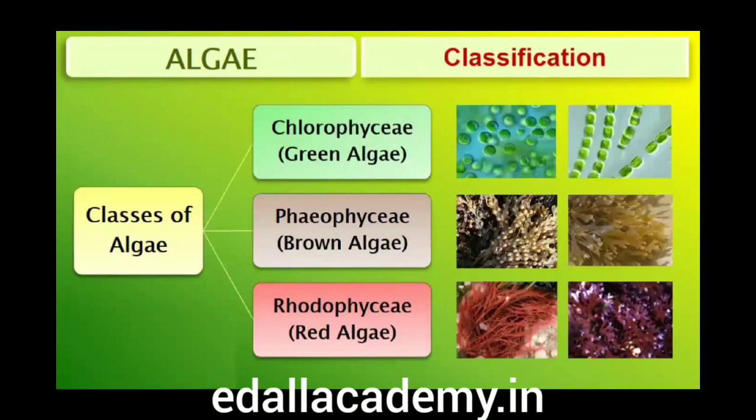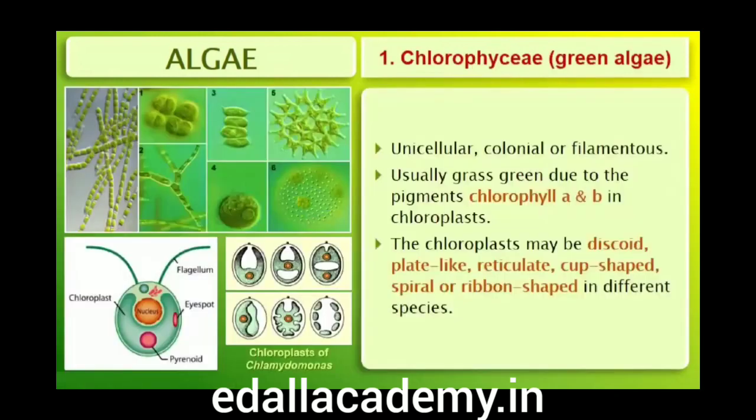The algae are divided into three main classes: Chlorophyceae, Phaeophyceae and Rhodophyceae. 3.1.1 Chlorophyceae. The members of Chlorophyceae are commonly called green algae. The plant body may be unicellular, colonial or filamentous. They are usually grass-green due to the dominance of pigments chlorophyll a and b. The pigments are localized in definite chloroplasts.